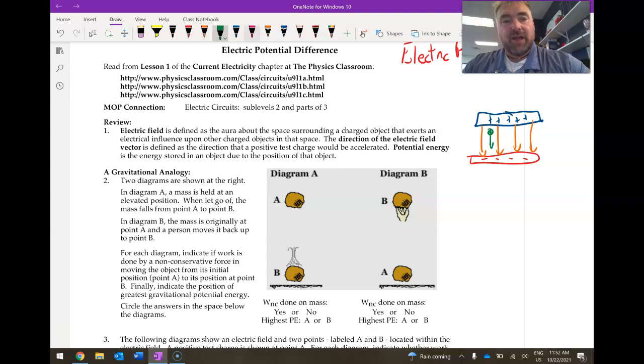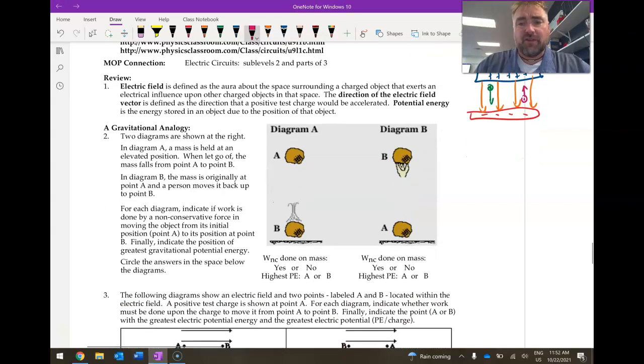Whereas if we took that positive charge and tried to push it back up, we would have to do work on it in order to do it. Very similar to if we tried to lift something up and raise it to a higher height. So let's go back and take a look at that gravitational analogy.